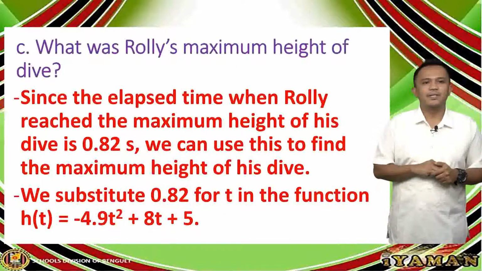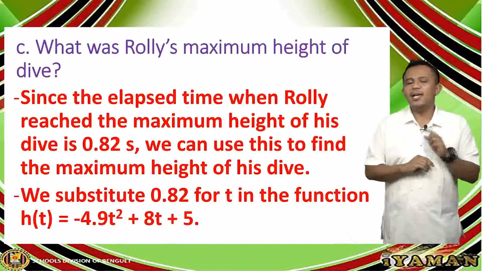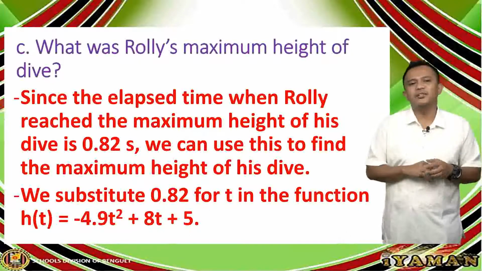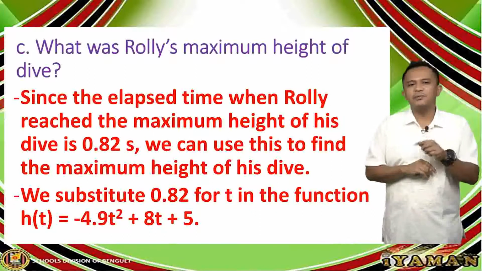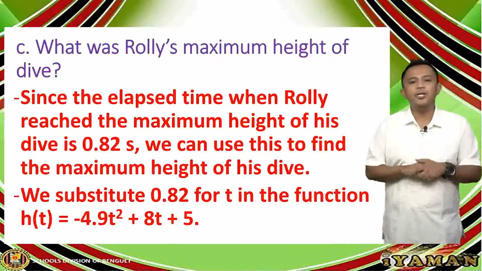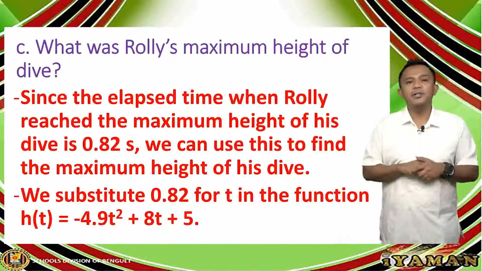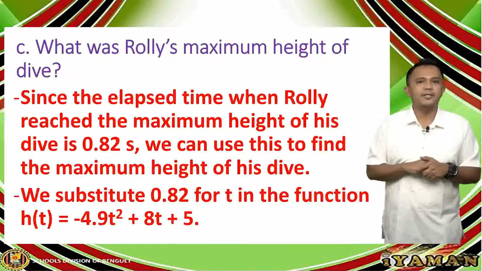Next one. Letter C. What was Rolly's maximum height of dive? Since the elapsed time when Rolly reached the maximum height of his dive is 0.82 seconds, we can use this to find the maximum height of his dive. We substitute 0.82 for t in the function h of t is equal to negative 4.9 t squared plus 8t plus 5.